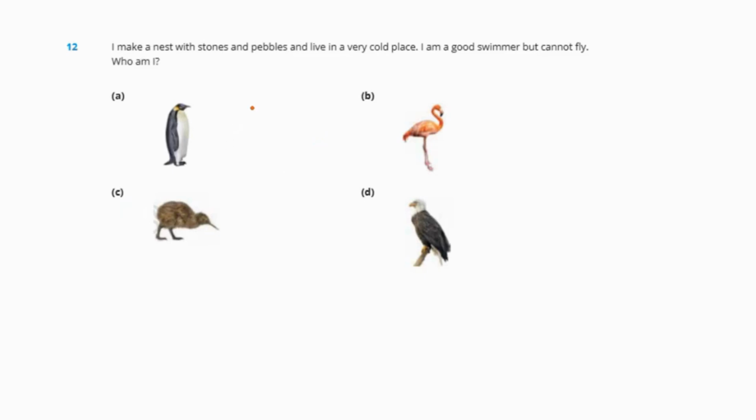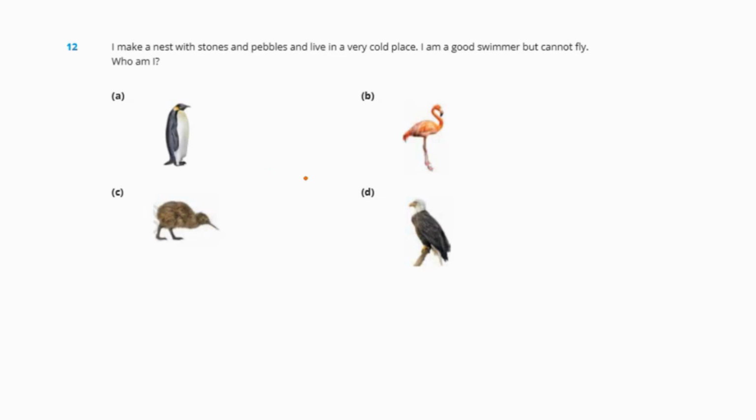Next, some clues are given here. With that, you have to identify which bird this is. I make a nest with stones and pebbles, and I live in a very cold place. I'm a good swimmer but cannot fly. Who am I? Here you can see penguin, flamingo, kiwi, and also eagle. So which of the following is the correct answer?